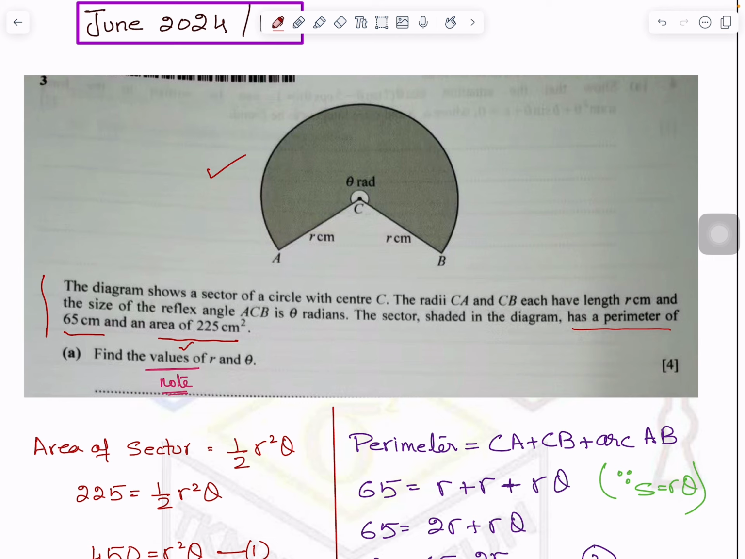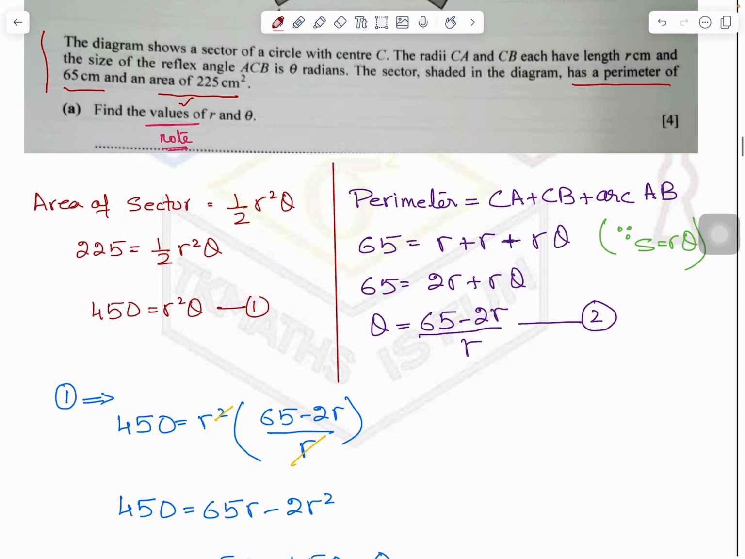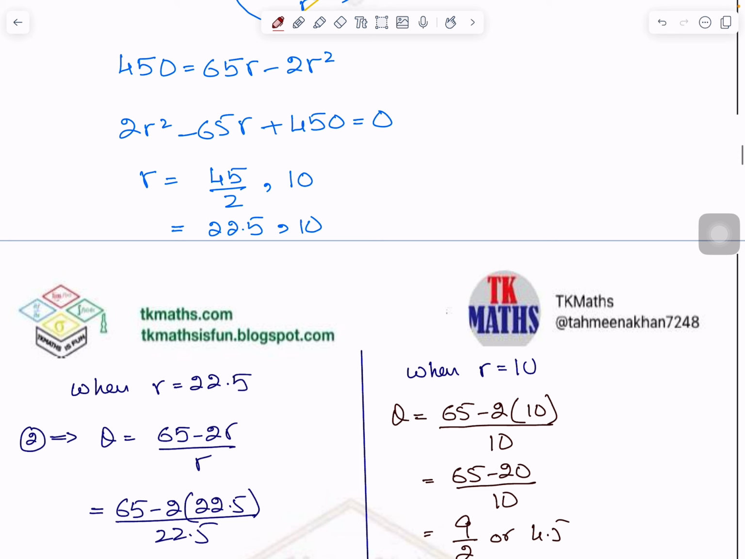It is values, right? So plural, r and theta. So I'm just forming two equations, the area of the sector equation and the perimeter equation, substituting values and solving them simultaneously. So this is a simple, straight question.